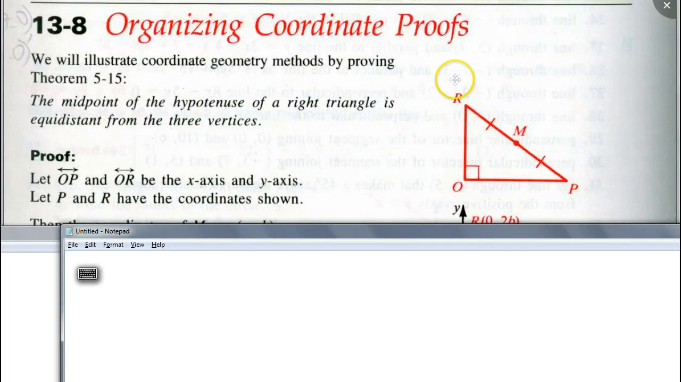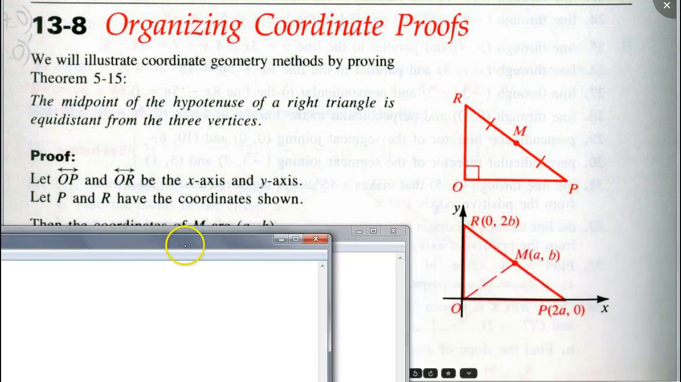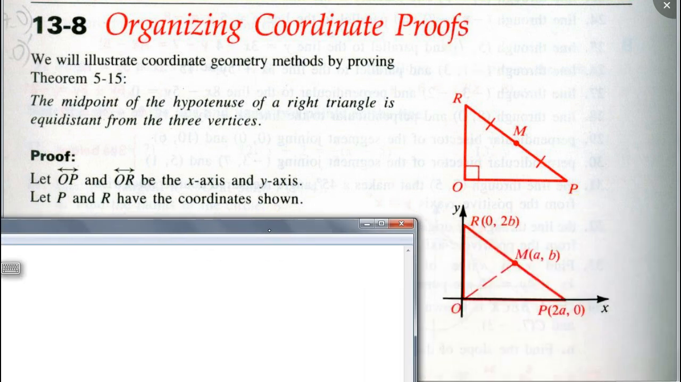Okay, and to make it as simple as possible, let OP be on the x-axis and OR on the y-axis. And here is the way they label these points. This is the kind of work that you're going to be doing tonight. And we'll show you how we do this in a way that's helpful for us. Does that make sense? So look at what they did.